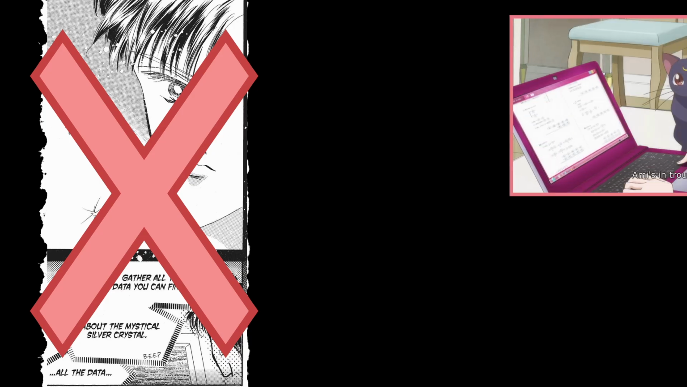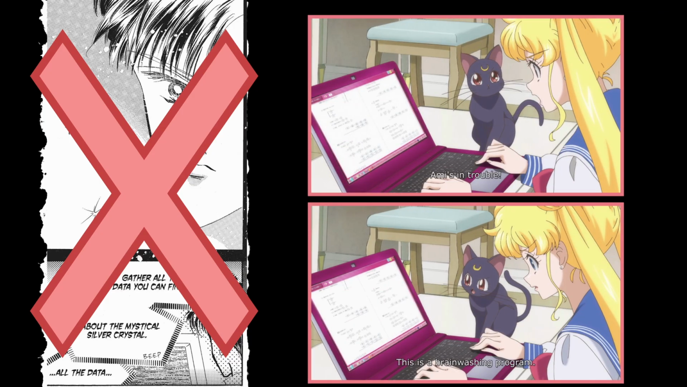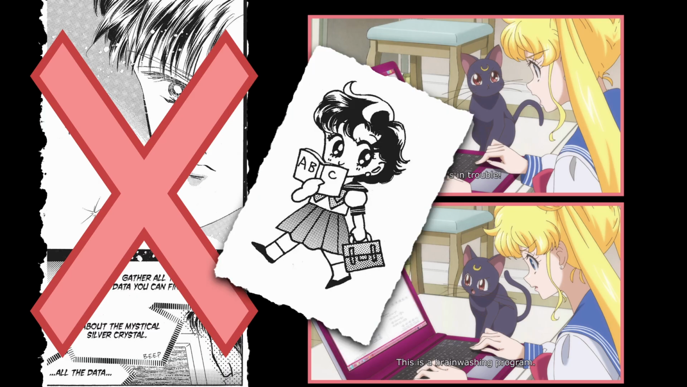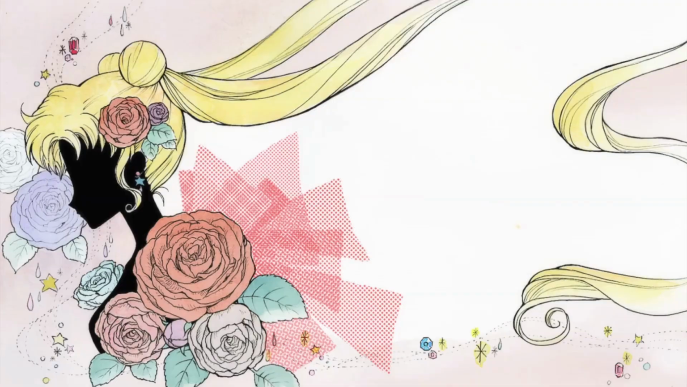Mamoru's investigation scene has been cut out, however we get Usagi immediately noting that Ami is in danger when they find out that the crystal disc is a brainwashing program, completely eliminating any suspicion of her character.